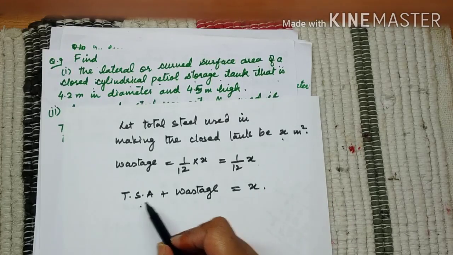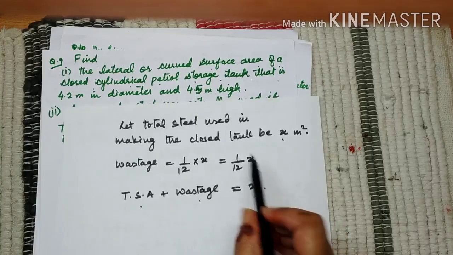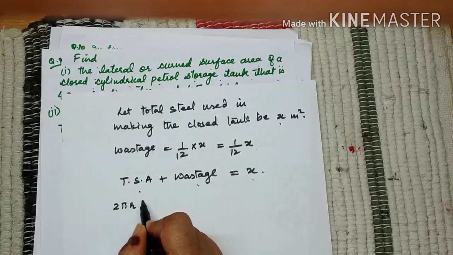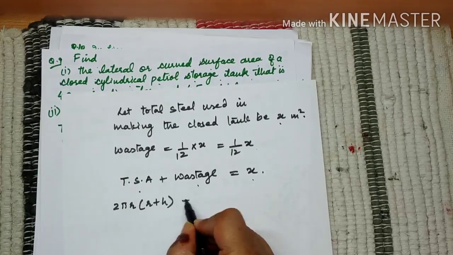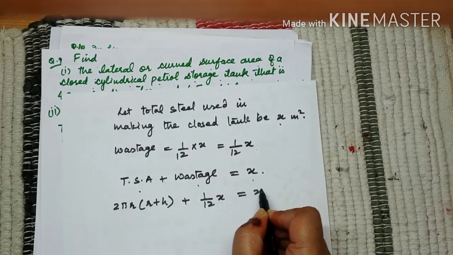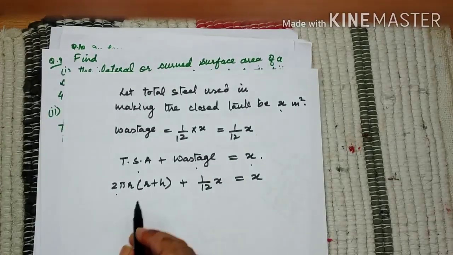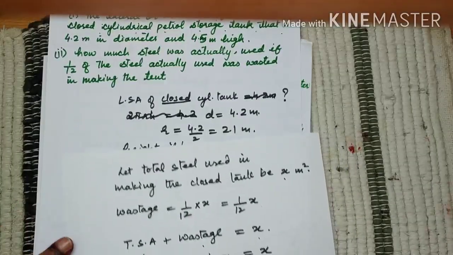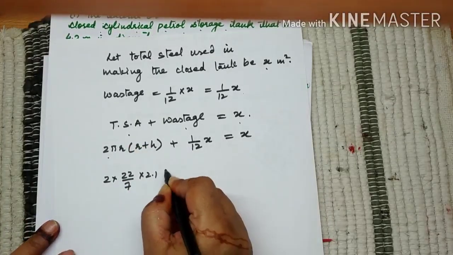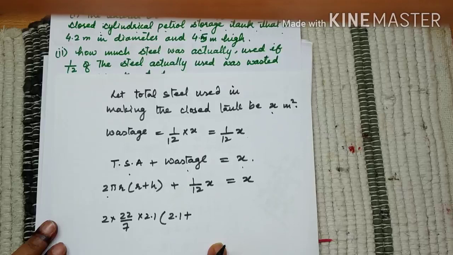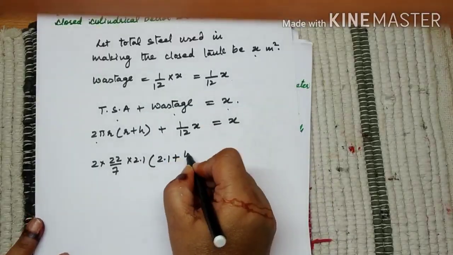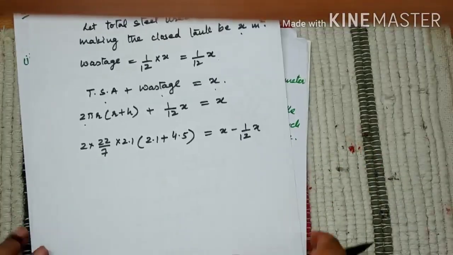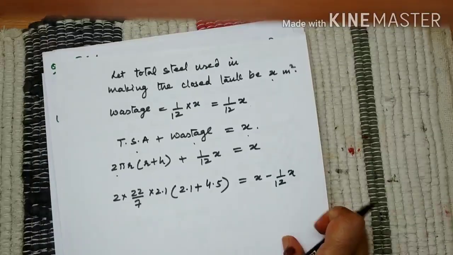Steel used in making the tent plus steel used in the wastage should be equal to the total steel that we have used. TSA is 2πr(r + h), and wastage is 1/12 x, equal to x. So 2 into 22/7, r is 2.1, then 2.1 plus h is 4.5. So 4.5. And the term containing x, I am transposing it to the right hand side. So what do we get, children?